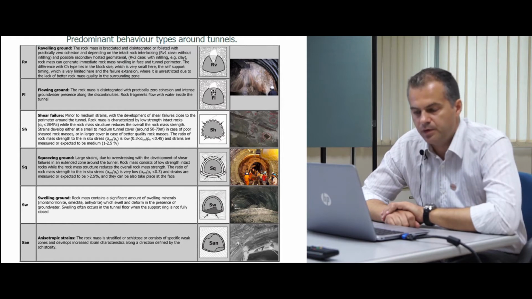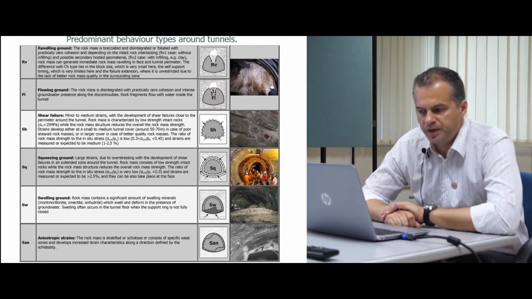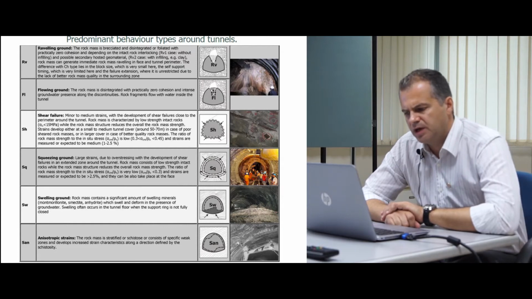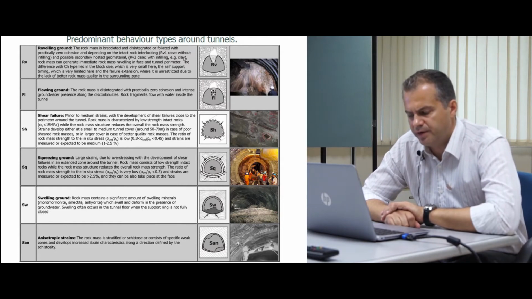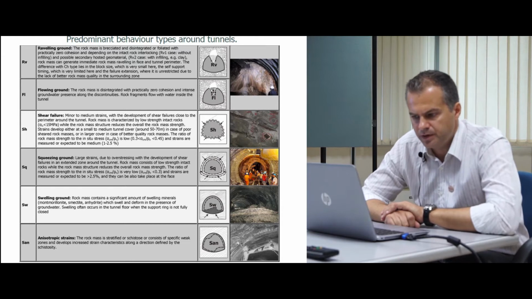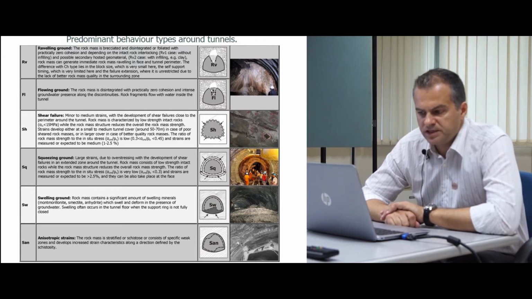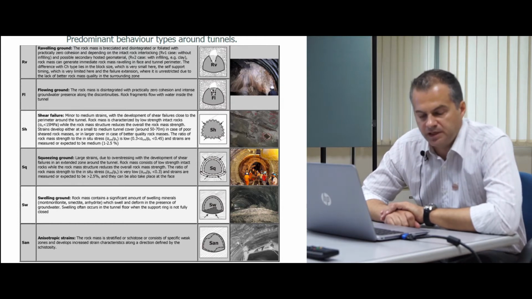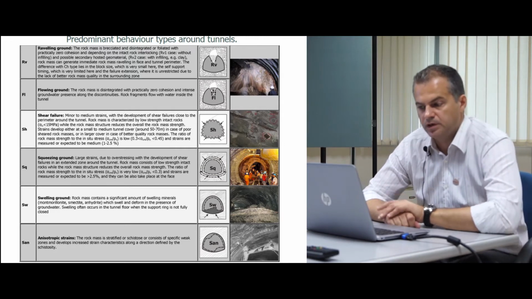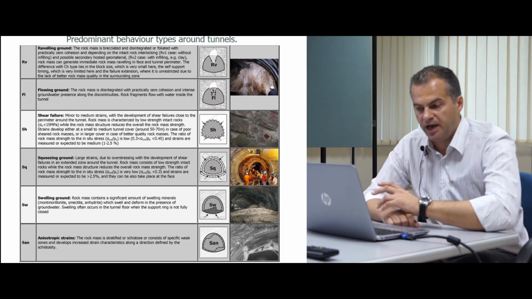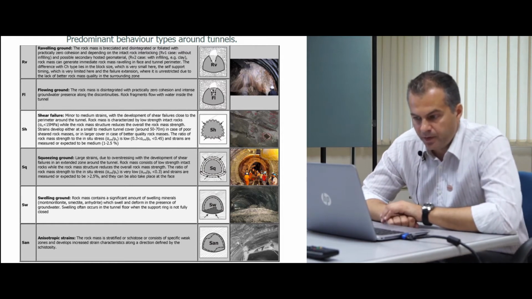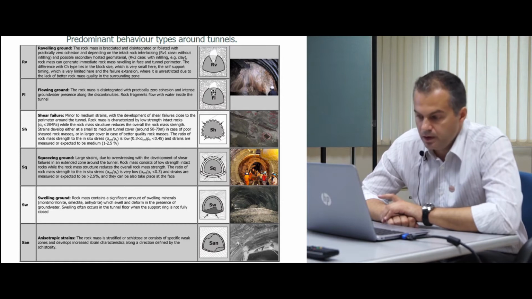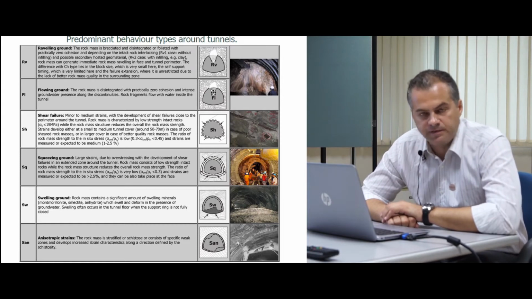In the shear failure, we have minor to medium strains. We have a shallow zone with shear failures around the tunnel perimeter. Here, the rock mass is characterized by low strength of intact rock, so it's less than 15 to 20 megapascals. And the rock mass structure also reduces the overall rock mass strength. So we have a low GSI here. Strains develop at small to medium tunnel cover, so it can happen at less than 70 meters.